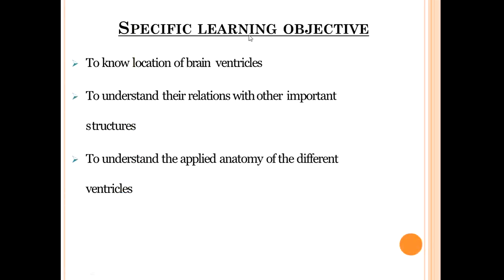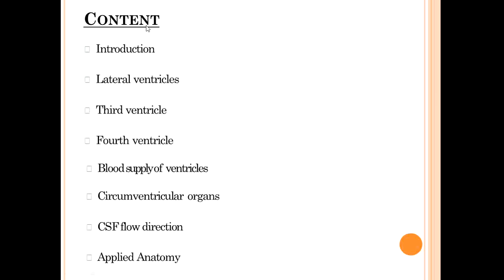So, the specific learning objectives of the session are to know about the location of brain ventricles, to understand their relation with other important structures, and to understand the applied anatomy of the different ventricles. What are the contents of the session? Introduction, lateral ventricle, third ventricle, fourth ventricle, then blood supply of ventricles. What are the circumventricular organs? Then we have to see CSF flow direction, and in the last, applied anatomy.